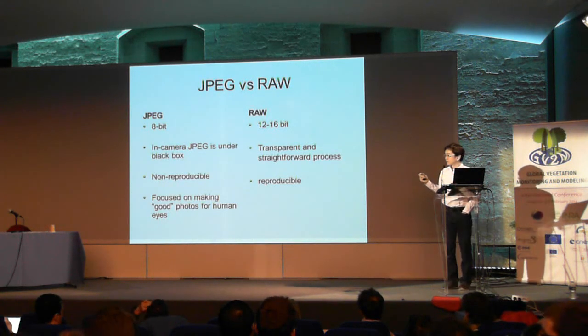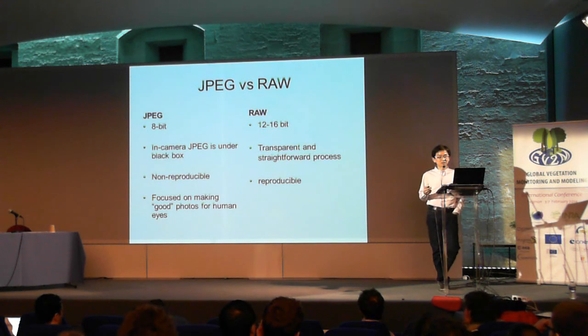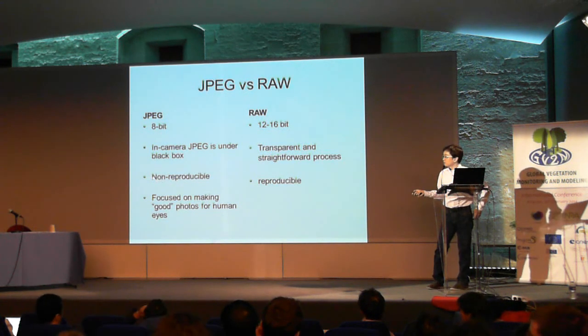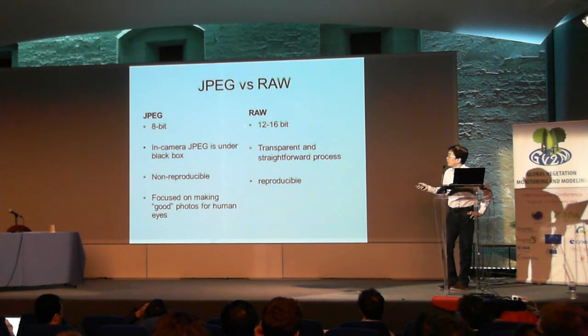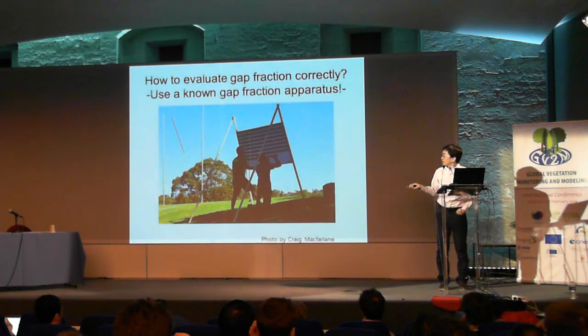But many people have used JPEG for this gap fraction measurement. But JPEG is 8-bit. In-camera JPEG is a black box, because the companies don't want to reveal their specific algorithms. So it is non-reproducible, and it focuses on making good photos for human eyes. But the raw image has 12 to 16 bits, and processing raw data is very transparent and straightforward, and it is reproducible.